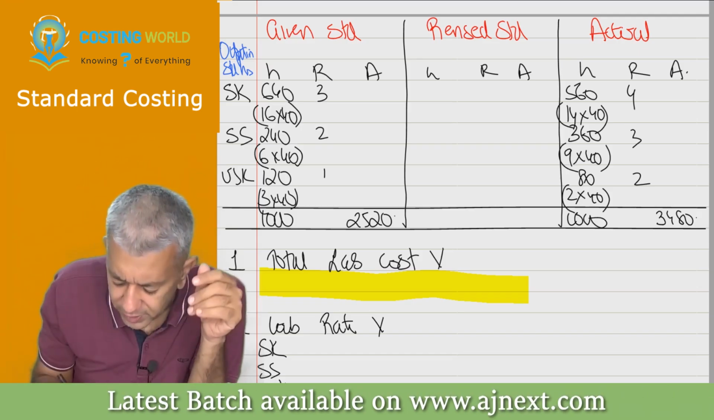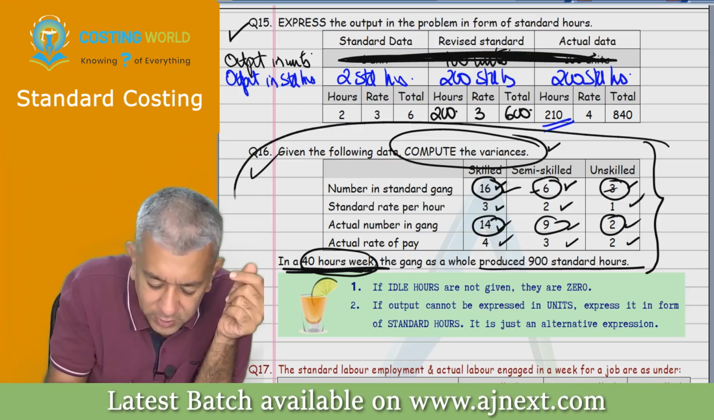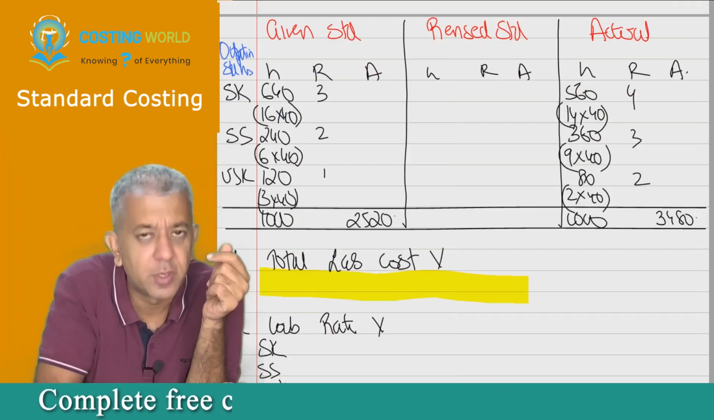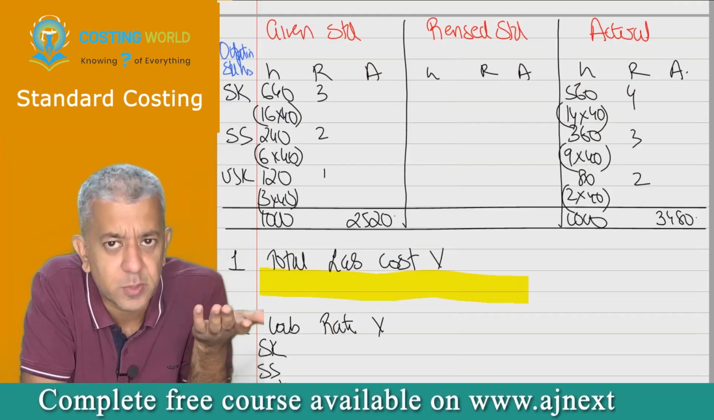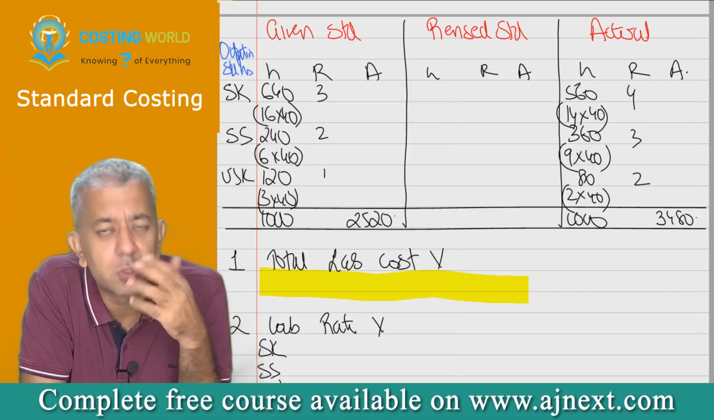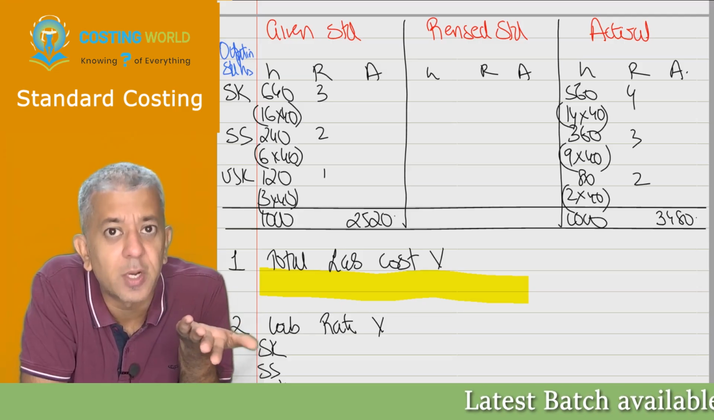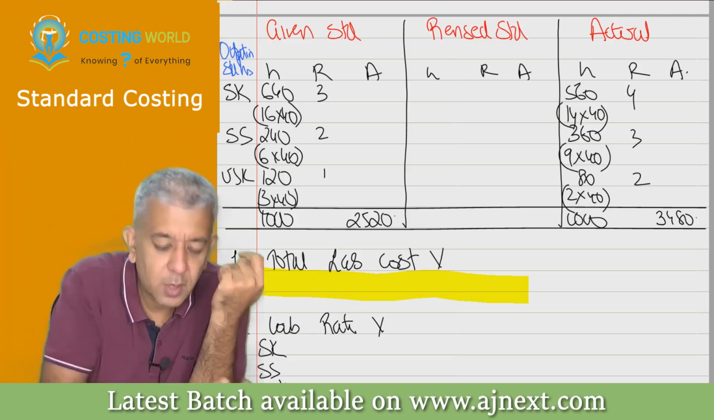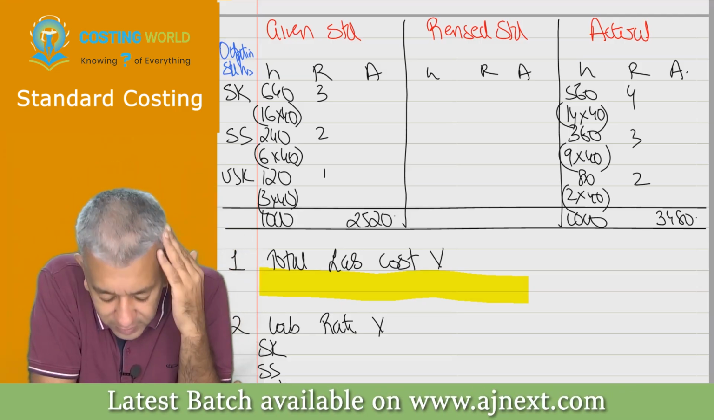Sir, output from where to get? You don't have the word units over here. You don't have the word job over here. So in that particular case, output cannot be expressed in the form of units or jobs. So then what to do? Sir, you express it in the form of standard hours. What else to do? Now, everybody will tell me this.